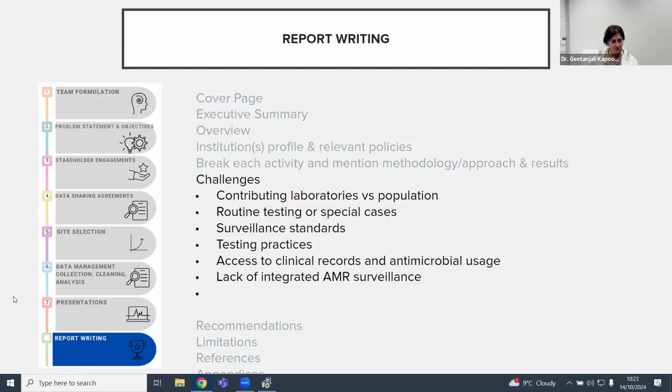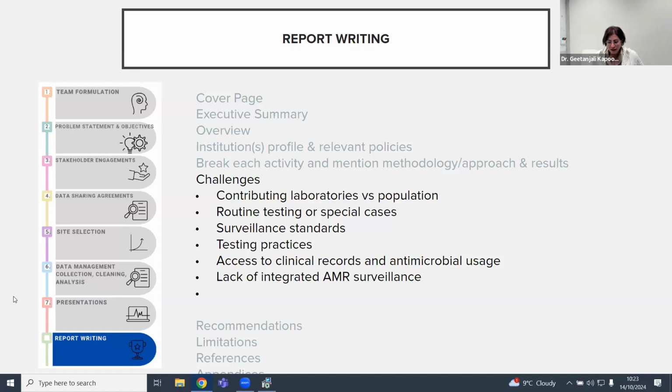Now, what I'm mentioning is not all to be mentioned. I'm just giving you pointers, but trying to include most of the challenges that we typically see and we are all aware of, and that's why we are all talking of strengthening AMR surveillance, because everybody really comes up with these kinds of challenges. So hence you're getting to see that on my screen.